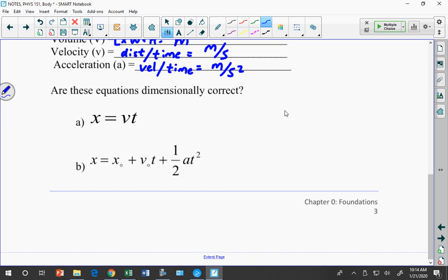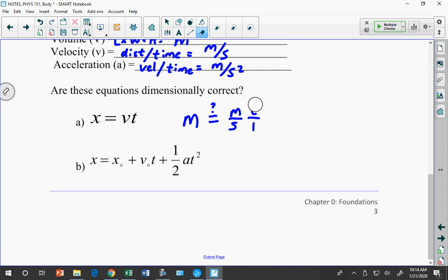So x is in meters. I'm just going to rewrite the equation just with the dimensions. And I'm asking the question, is it equal to the dimensions of the other side? V is meters per second. And then t, I'm going to write as seconds.